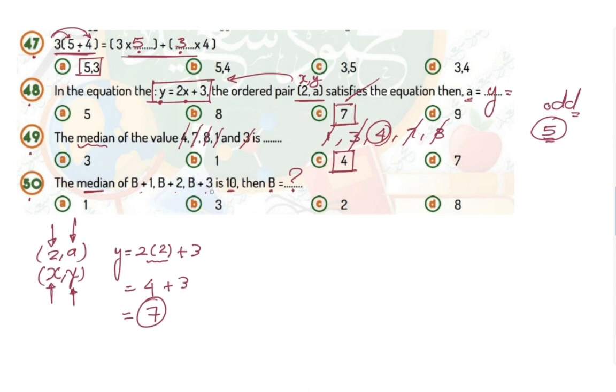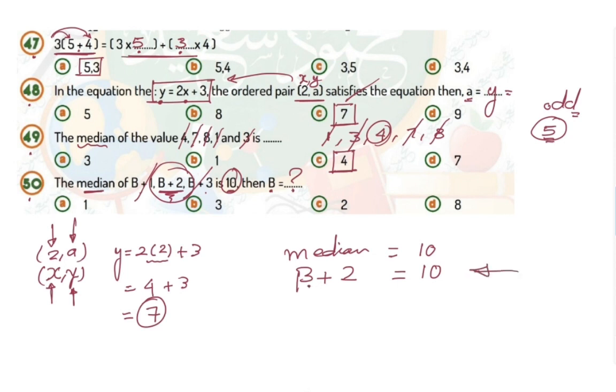Okay, so if you delete the first one from right with the first one from left, you find the median is what? The median is p plus 2. And I know the value of the median is 10. So the median p plus 2 equals 10. Now we have an equation with one variable. I can solve it to find the value of p.